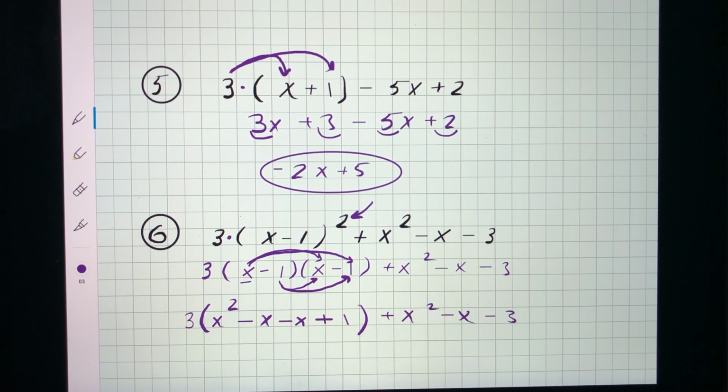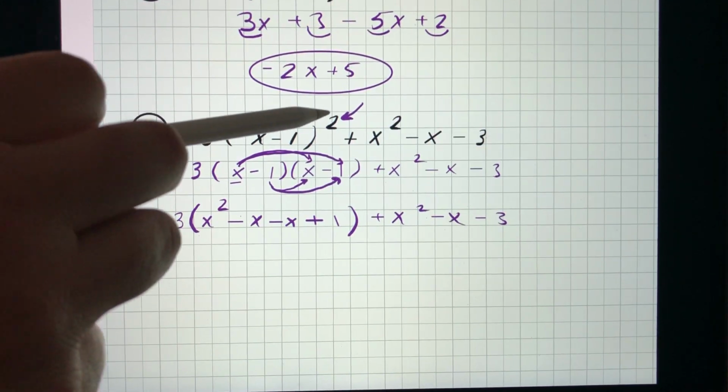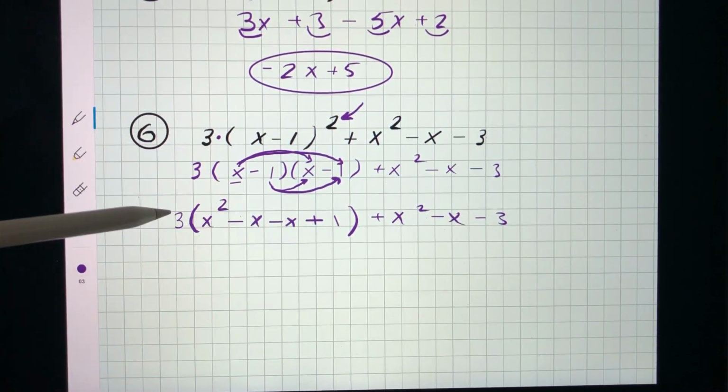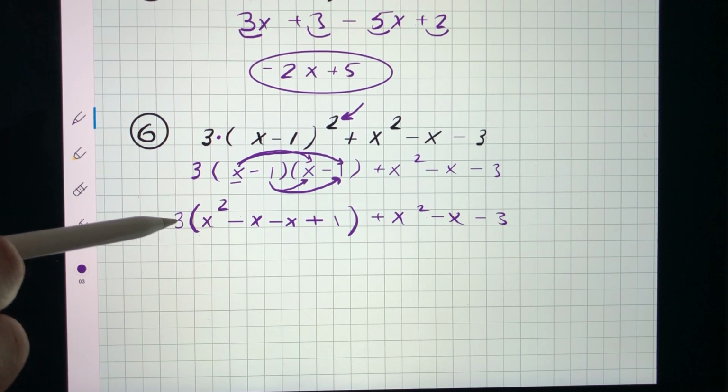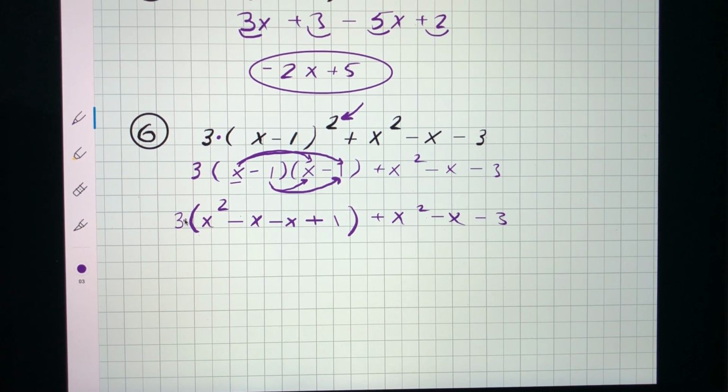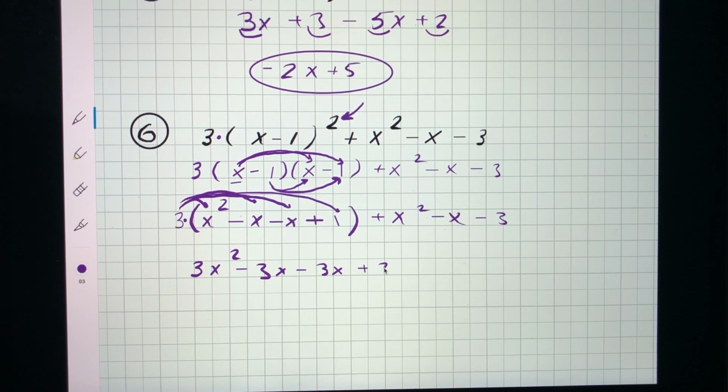Now we have finished the square, so we no longer have any exponents that we can perform. At this point, we now can go to the multiplication. So now we're multiplying through by 3. 3 times x squared makes 3x squared. 3 times negative x is negative 3x. 3 times negative x is negative 3x. And then 3 times positive 1 is positive 3.